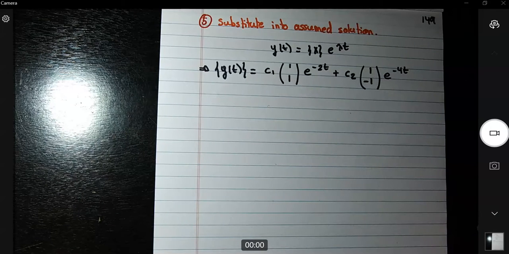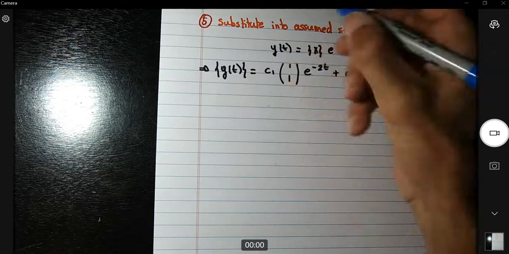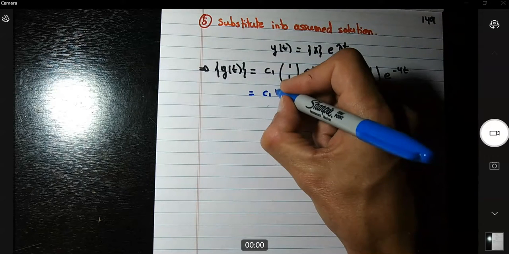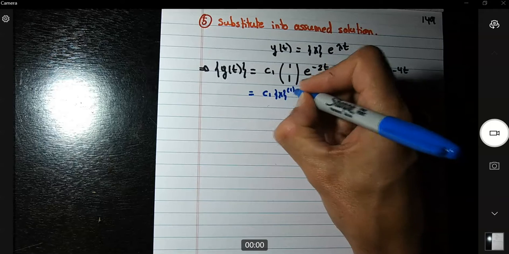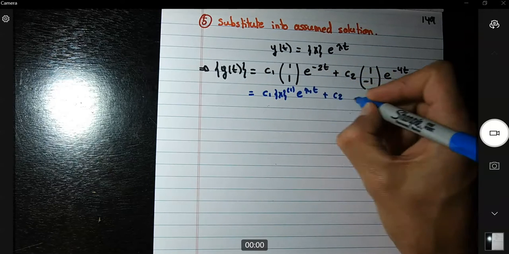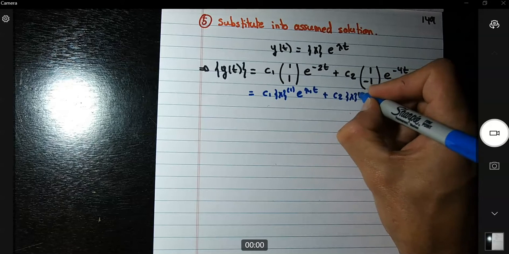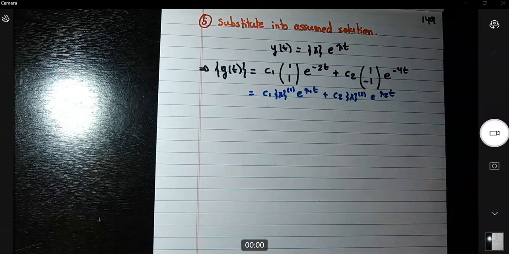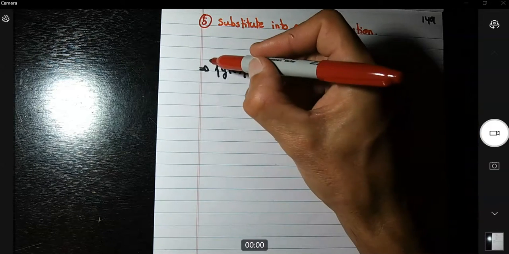Alright. So this would be the general solution. Okay? I mean, I don't need to put it, but maybe I should have done one step up, and it would be this is equal to what? C1 x1 exponential of lambda 1 t plus C2 second eigenvector e to the lambda 2 t. Okay? So this is the general solution.